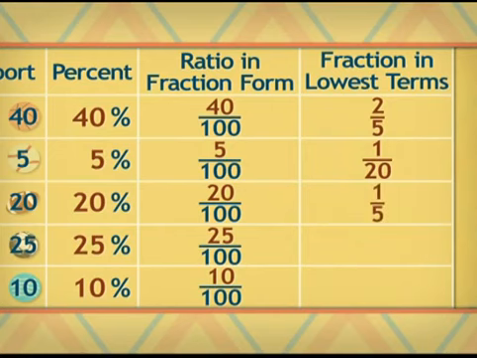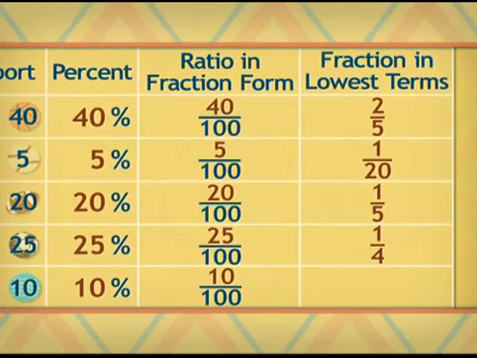Now, what percent of the students prefers soccer? 25%. What fraction of the students prefers soccer? 25/100ths, or what is that in lowest terms? 1/4. Because 25 divided by 25 is 1, and 100 divided by 25 is 4. And then what percent of the students prefer swimming? 10%. What fraction prefers swimming? 10/100ths. And then what is that fraction in lowest terms?